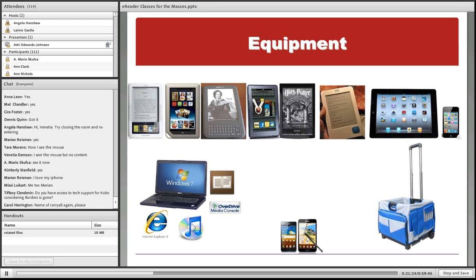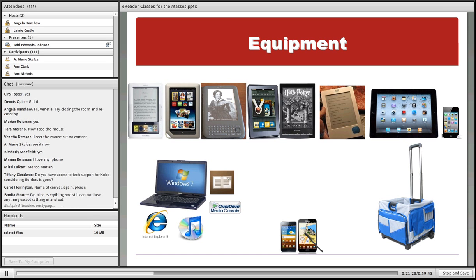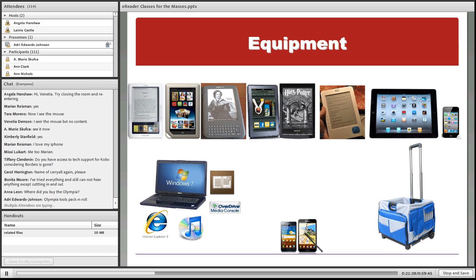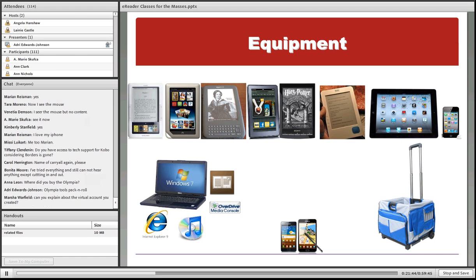Let me type it up for you here real quick. We got the Olympia, I think we got it online through Lowe's, actually, is where we found it.